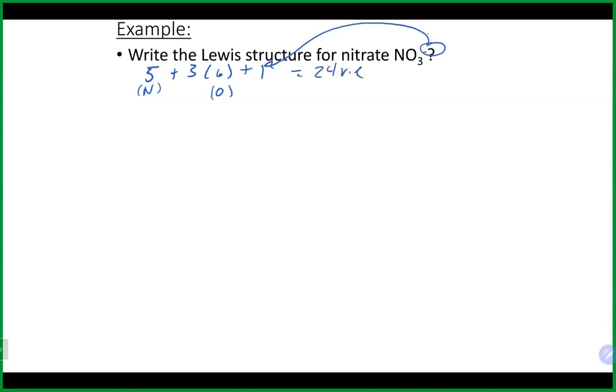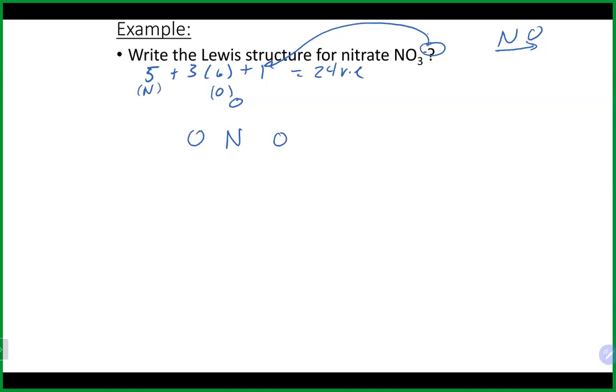In this case, if we look at the periodic table, it looks something like this: nitrogen, oxygen. So we do know oxygen is further to the right in the same period. So nitrogen is the least electronegative. It should be in the center. We'll do an oxygen around.